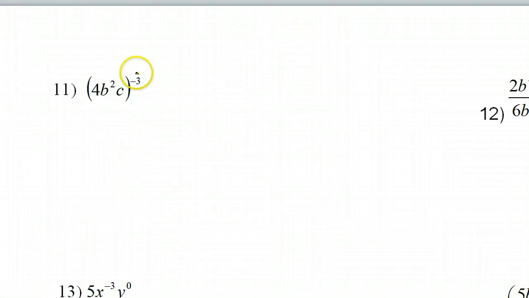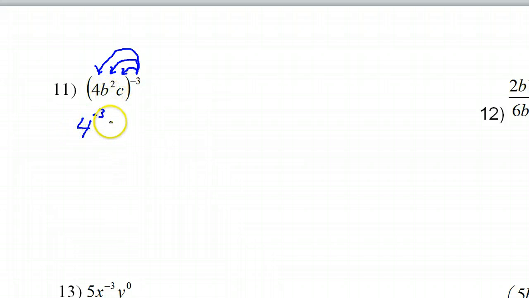Number 11. As I do this 3rd power to everything inside of here, then what I recommend is for a moment, just write 4 to the negative 3 power. We'll deal with that later. And then for the variables, you multiply. So I've got b to the negative 6th power, and I've got c to the negative 3 power.